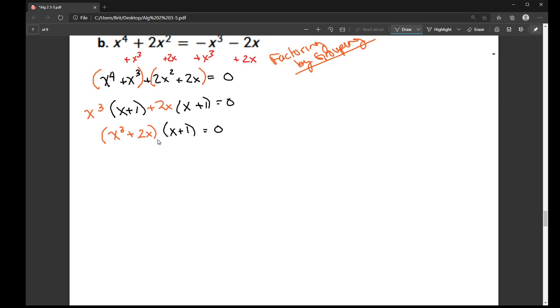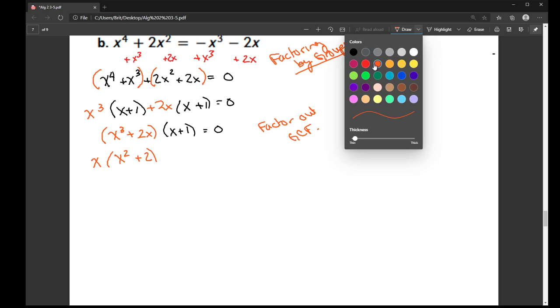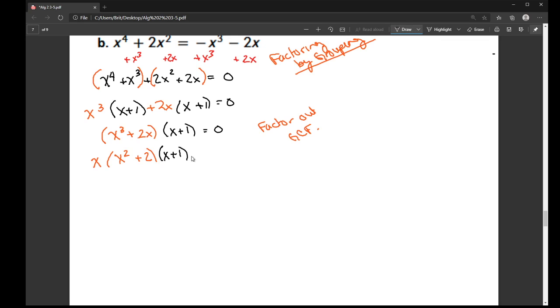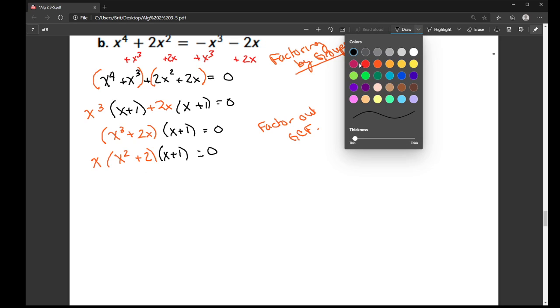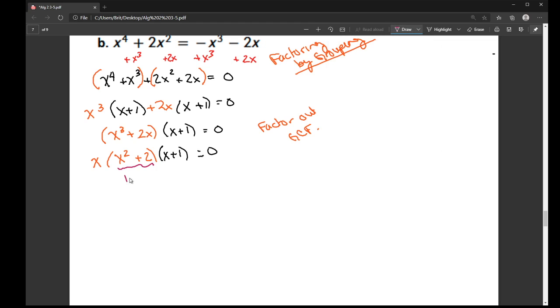Alright, so now we're looking for more ways that I could factor. So on this orange one, I see that both the terms have an x. So I'm going to factor out the greatest common factor out of this part here. So x cubed and 2x have a common factor of x. If I divide that out, this turns into x squared plus 2. And I still have my x plus 1 and my equal 0. Now x squared plus 2 is not factorable any further. So this is going to produce imaginary solutions. And that's okay.